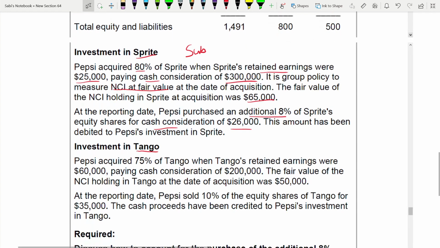So let's deal with the purchase. In the discussion part you can write that if it's increased from 80 to 88%, it is still a subsidiary before and after the purchase. No gain or loss, control is there, no goodwill has to be remeasured. The transaction is accounted for as a decrease in NCI. So all these things you can write. Do you understand?